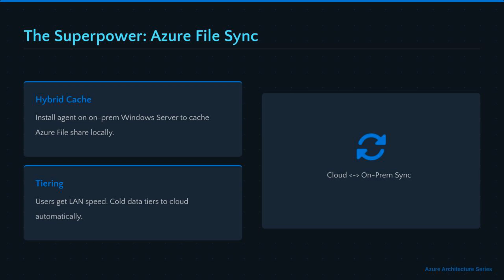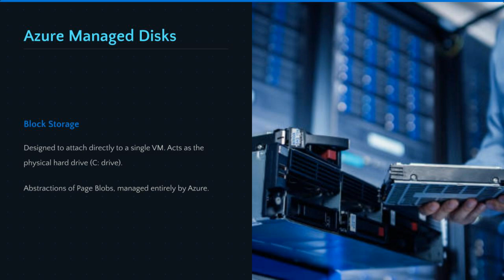Finally, we have the heavy lifter, Azure Managed Disks. While Blob, Data Lake, and Files are accessible via network endpoints, REST APIs, SMB, and NFS, managed disks are block storage devices designed to be attached directly to a single virtual machine. They act as the physical hard drive for that server. Under the hood, these are actually .vhd files stored as page blobs in Azure Storage, but Microsoft abstracts all that complexity away, hence managed disks. You don't manage the storage account, you just provision the disk.